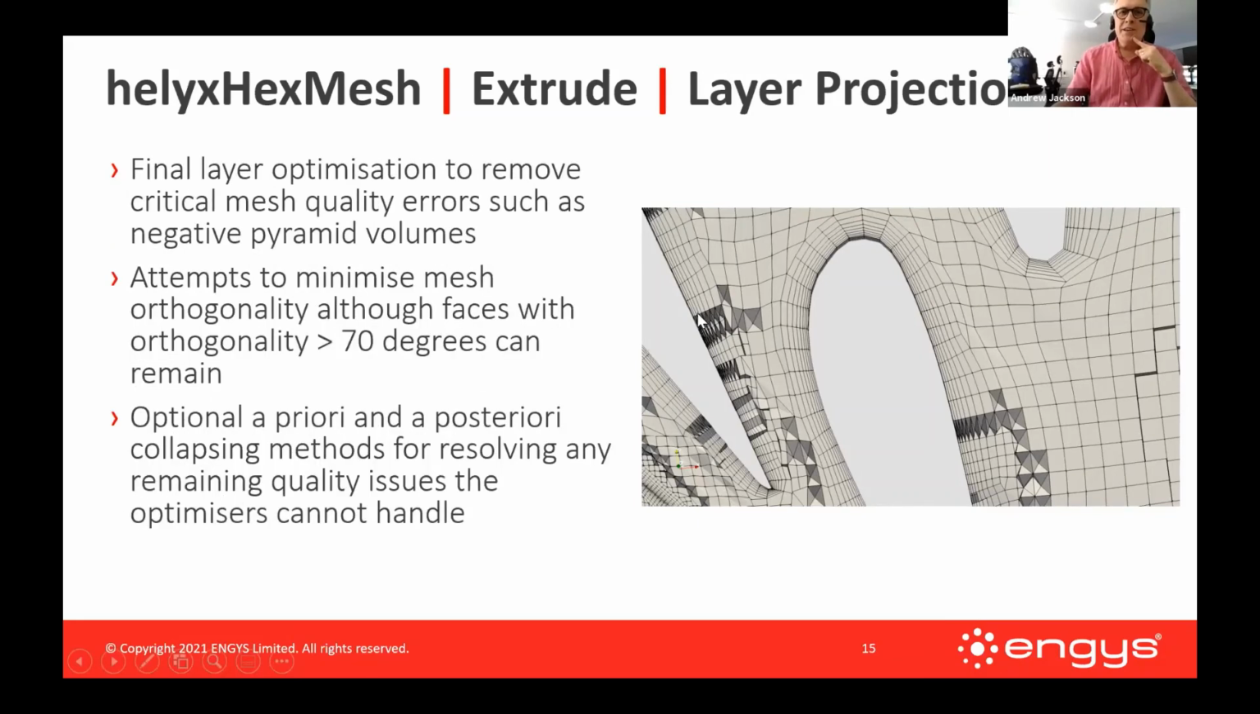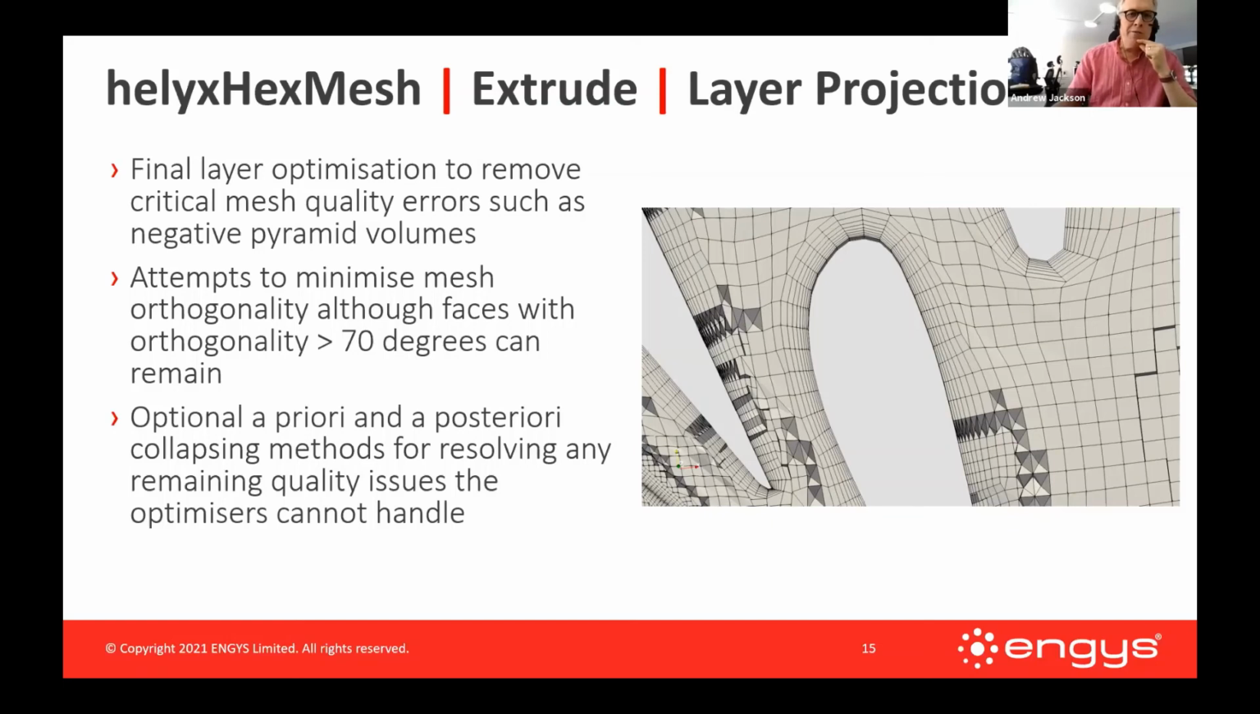During the optimization, during the layer projection, we're always optimizing, particularly to get rid of critical errors like pyramid volume errors, which can be quite harmful when trying to solve. And we try as much as possible to minimize mesh orthogonality errors, although we do allow face orthogonality to go above 70 degrees. It's very difficult, when you have a high number of layers, to enforce a low orthogonality for these types of unstructured meshes.